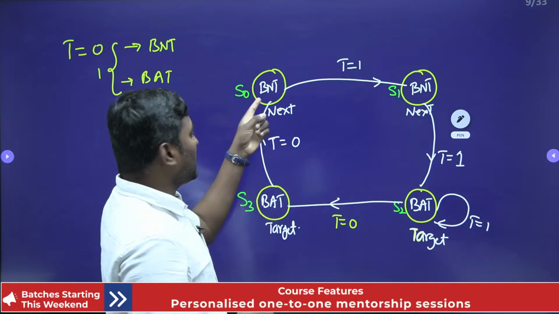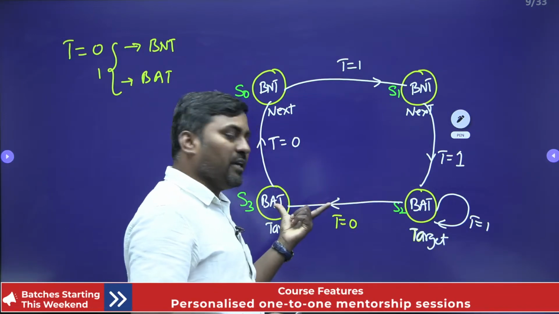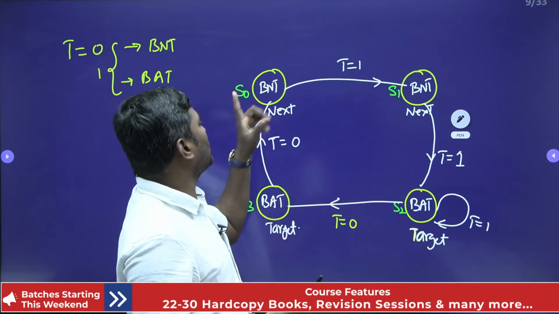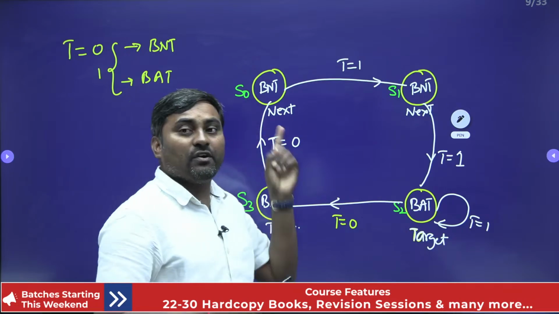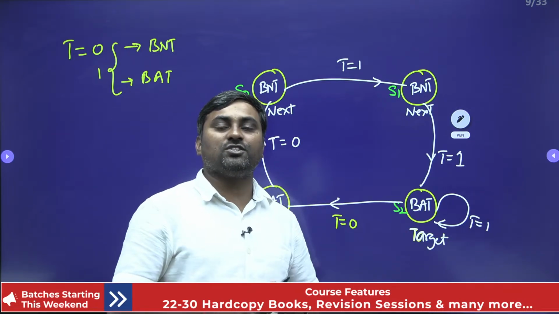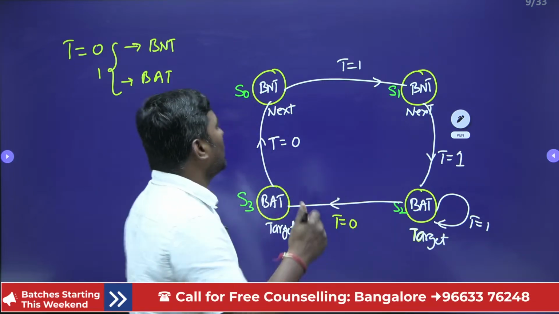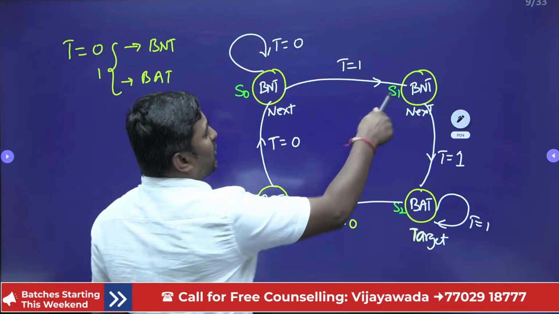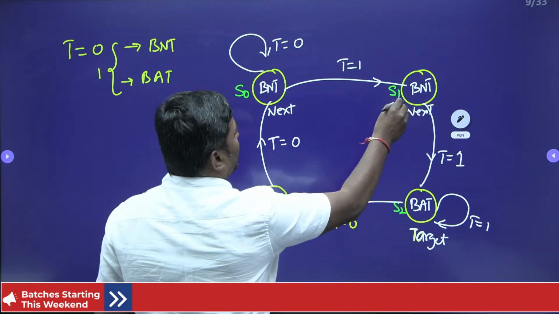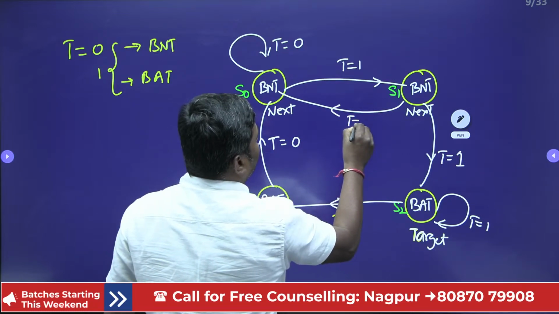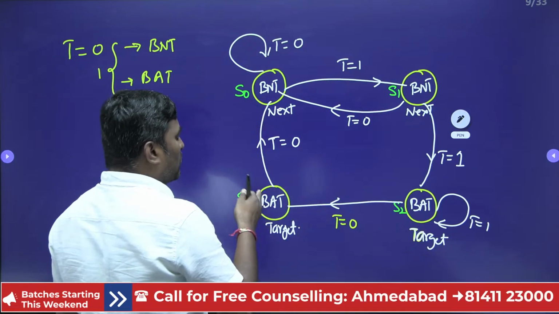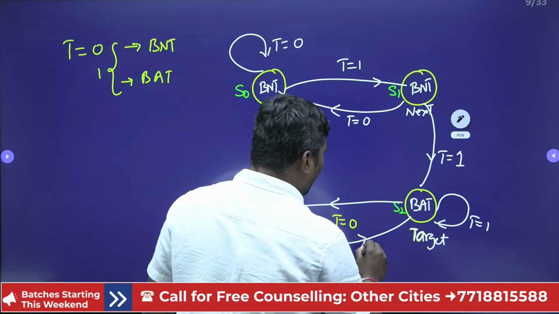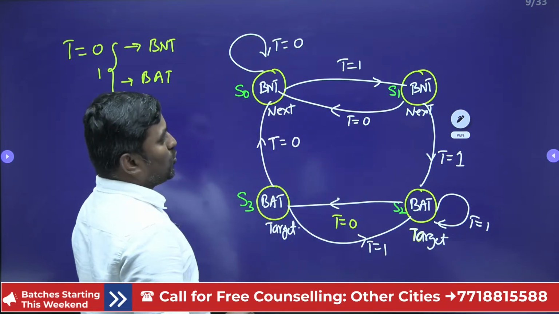Now I change the prediction. Two times I predicted the branch always takes, but it was not taken. Two consecutive failures happen, then I change to branch never takes. If the prediction is branch never takes, I place the next sequential instruction. If my prediction is right, you are in this state only, so you repeat this state, T equal to 0. If you are in this state and you predicted the branch always takes, but the taken condition is true, then you come back here, T equal to 1. I hope you understand this.